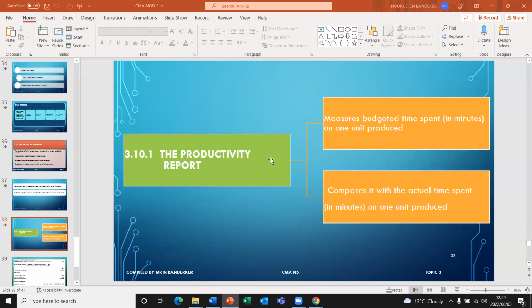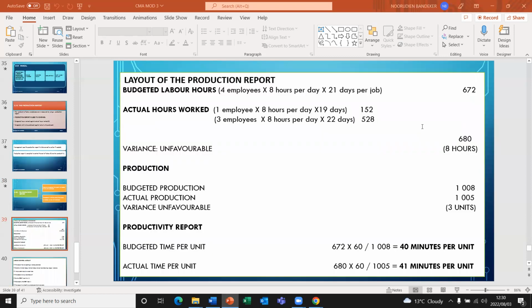Then you get the productivity report. This is used to measure the budgeted time spent in minutes on one unit being produced, and it compares it with the actual time in minutes on one unit being produced. And this, students, the answers must be in minutes. So what I've developed here, and you have this as part of your notes, is the layout of the production report.